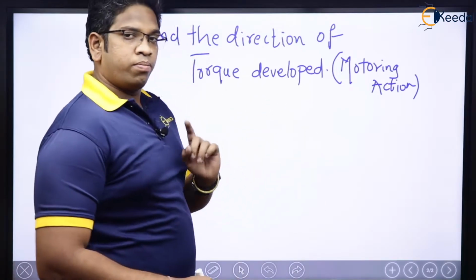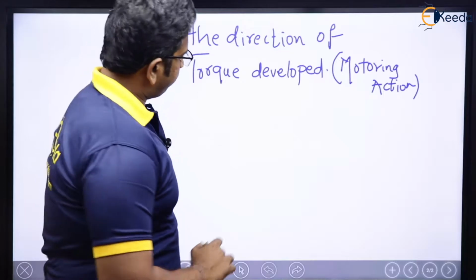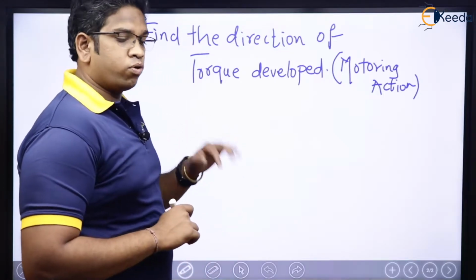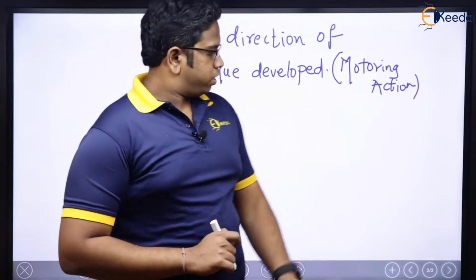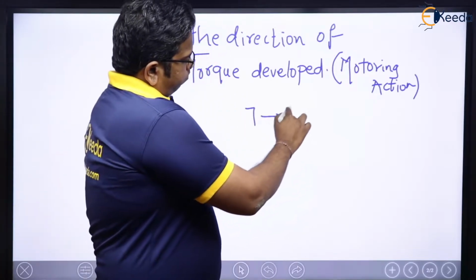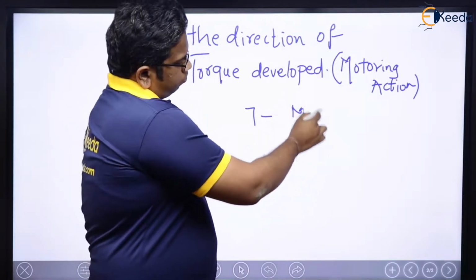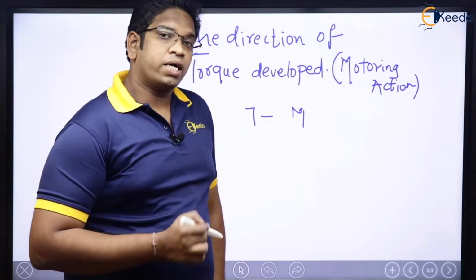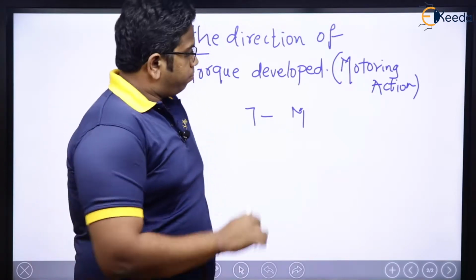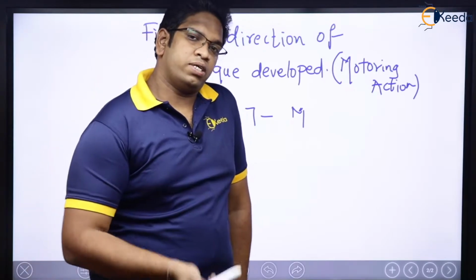Torque is produced in both generator as well as in motor, but the basic principle for the torque developed will be called motoring action. Again, see here: torque is developed in case of motor and hence it is called motoring action, and motoring action happens in both generator as well as in motor.